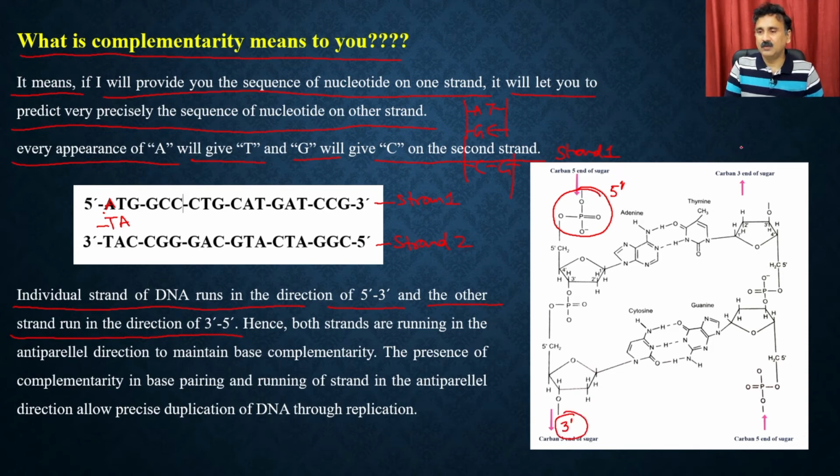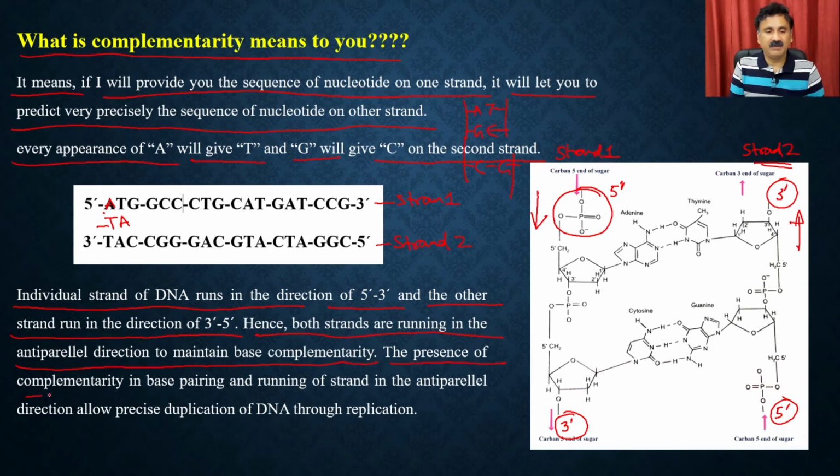Same is true for strand 2, but strand 2 is going to start in the reverse direction. So this one is running in this direction and this one is running in this direction. You can see the 5' group starts from the first base, and then from here it makes bonds with the subsequent ones. That's how you see this is the 5' end and this is the 3' end. So that's how the DNAs run in complementary sequences, and they are also anti-parallel in direction. Hence, both strands run anti-parallel to maintain the base complementarity.